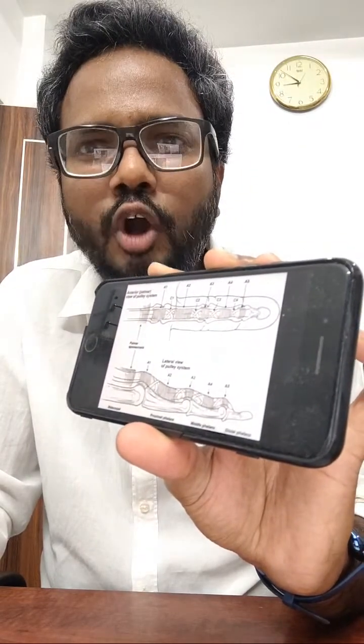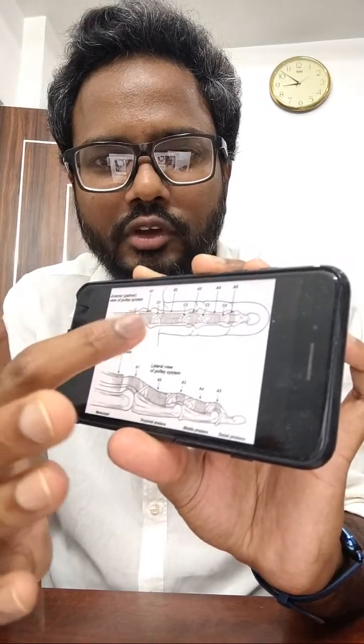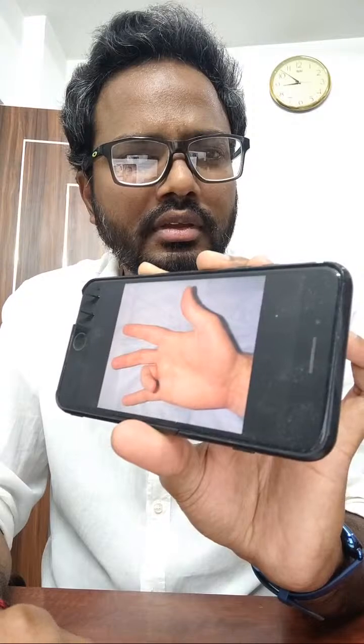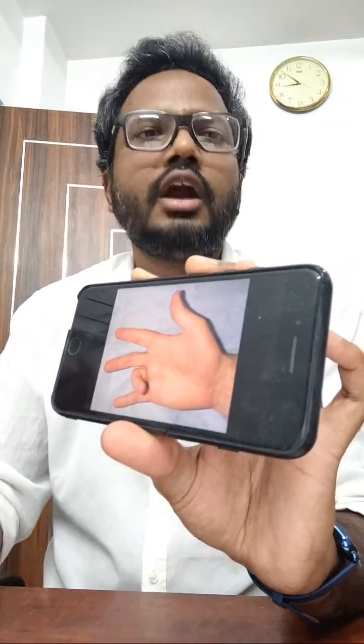So A1 is commonly implicated or involved, and we're talking about trigger finger. Okay, another clinical manifestation, or clinical examination part, you can say, clinical symptoms. Now, let me just go through the other image.